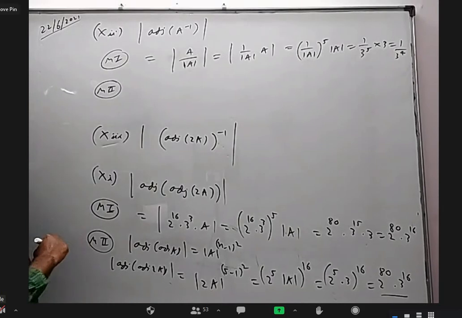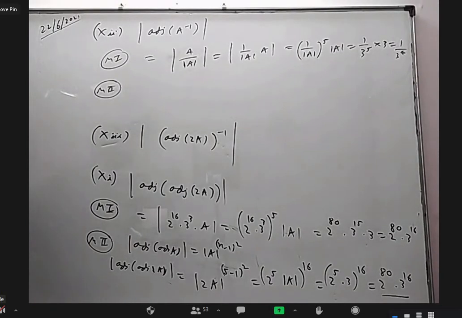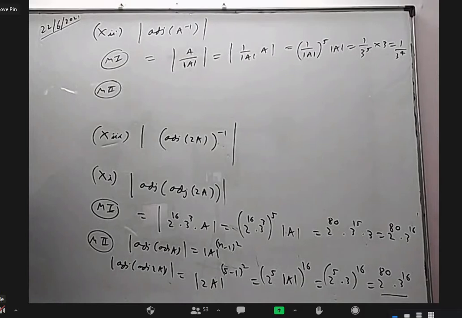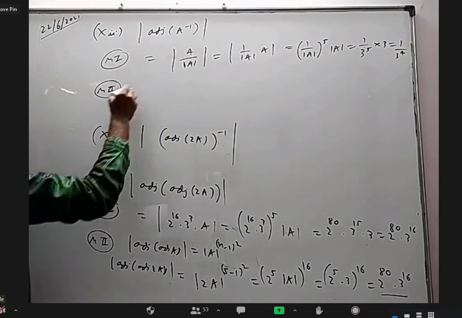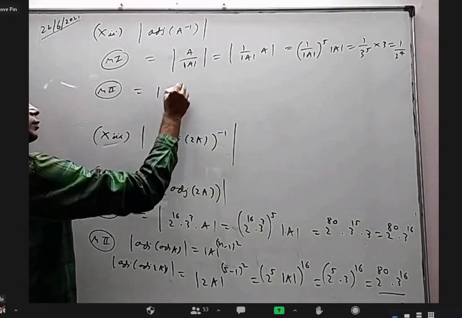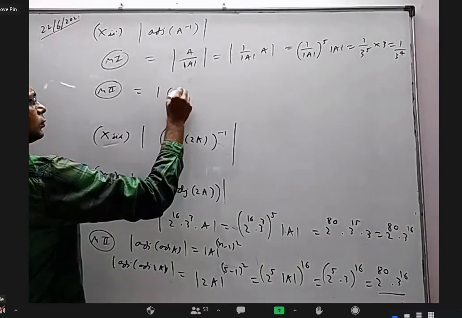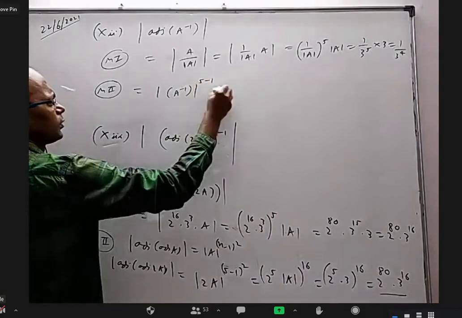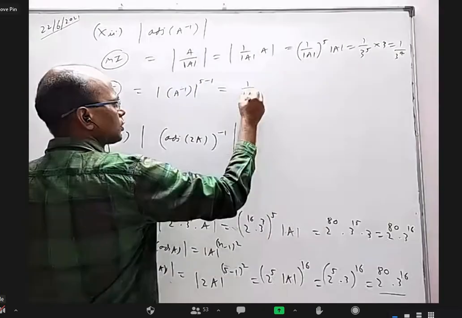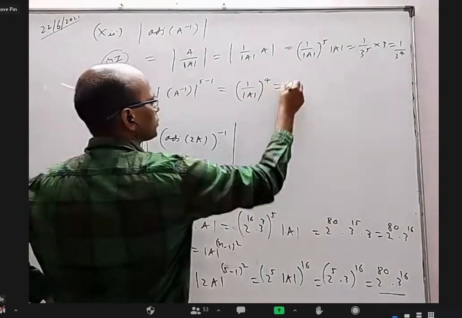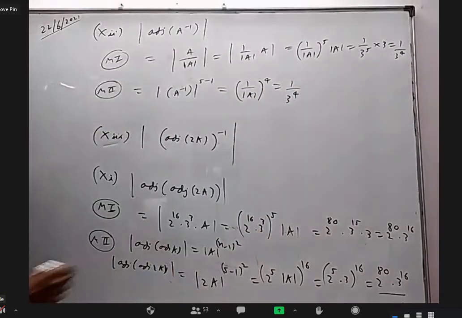Sir, there is a formula: determinant of adjoint of A to the power of n is det A to the power of n minus 1. Yes, we can also write it substituting that. Power 5 minus 1. A inverse power 5 minus 1. And det of A inverse is 1 by det A whole power 4. So 1 by 3 power 4. Either way, you can do the same.